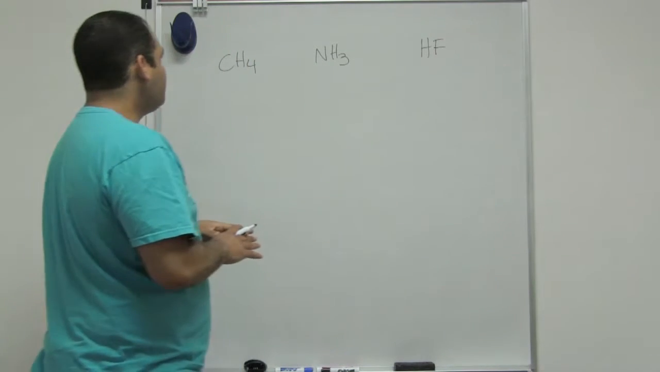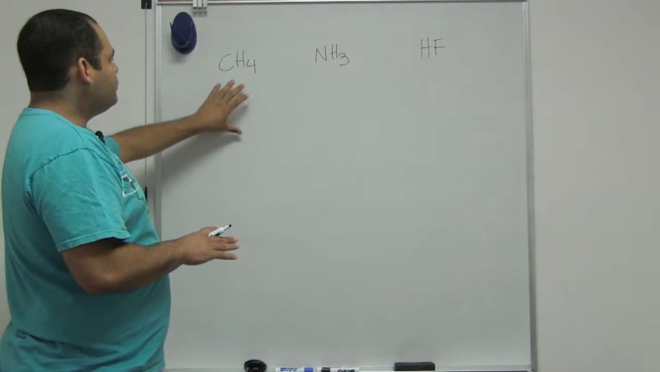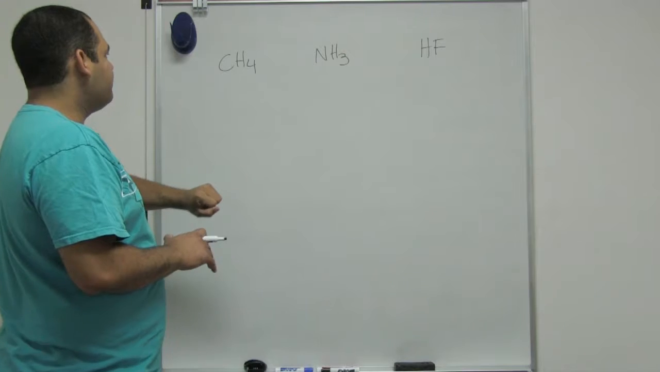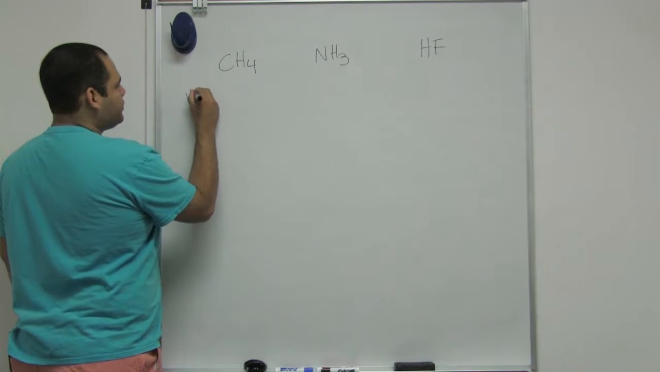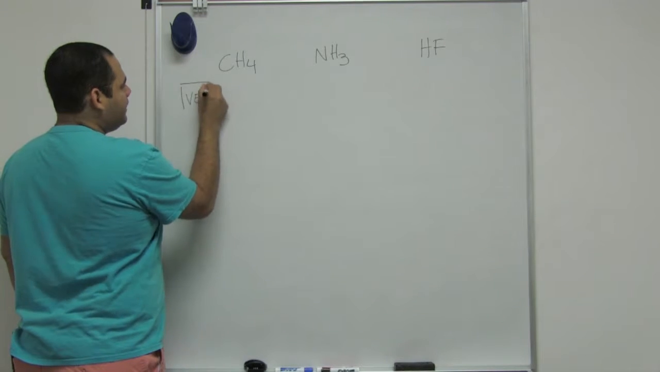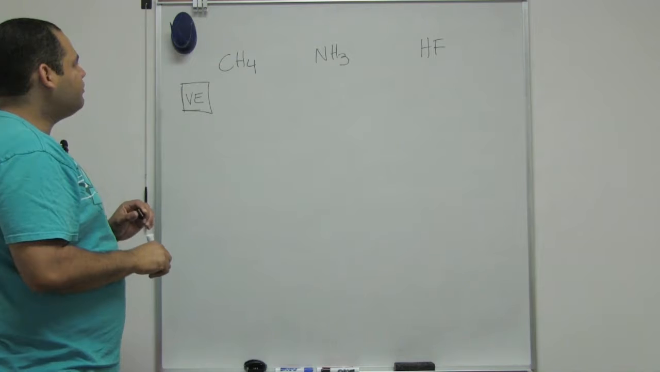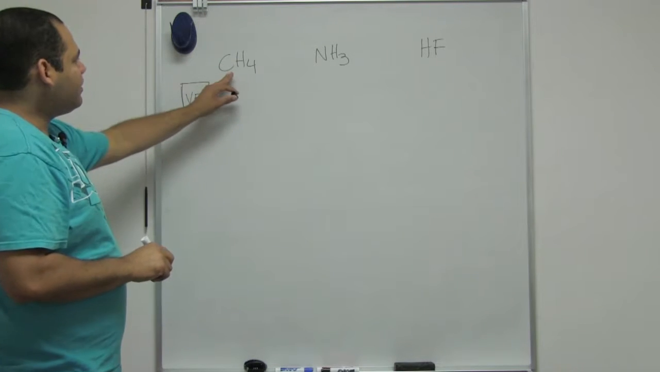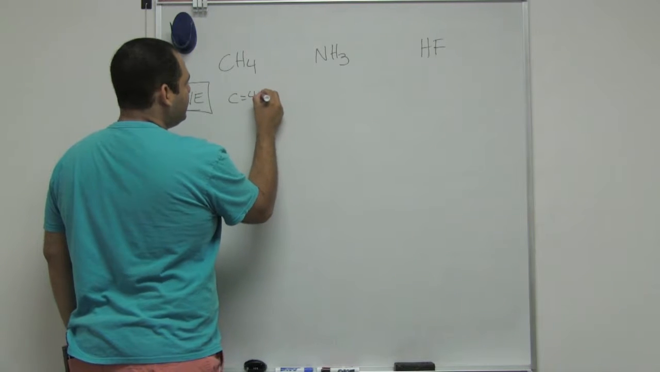And I will walk you through the steps we need to know in order to draw the most stable Lewis structure. So, first we need to remember valence electrons. As I said, valence electrons are the electrons more likely to be involved in a chemical reaction. So we have carbon and we have hydrogen. Carbon has 4 valence electrons.